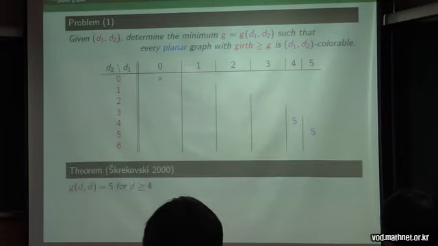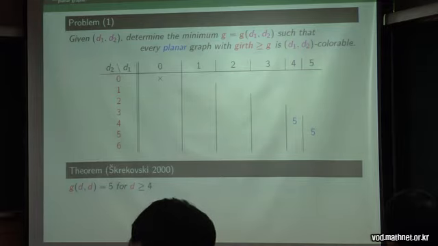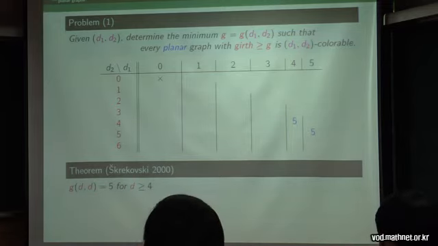So the first result is by Škrekovski, and he proved that if you give me (d, d), so if the two numbers are the same, then this girth condition is exactly 5. Because of the construction I showed you, we know that it has to be at least 5. So he basically showed an upper bound. He showed that if you give me a planar graph with girth 5, then I can (d, d)-color it if d is big enough, namely at least 4. So I can put 5 and 5 here.